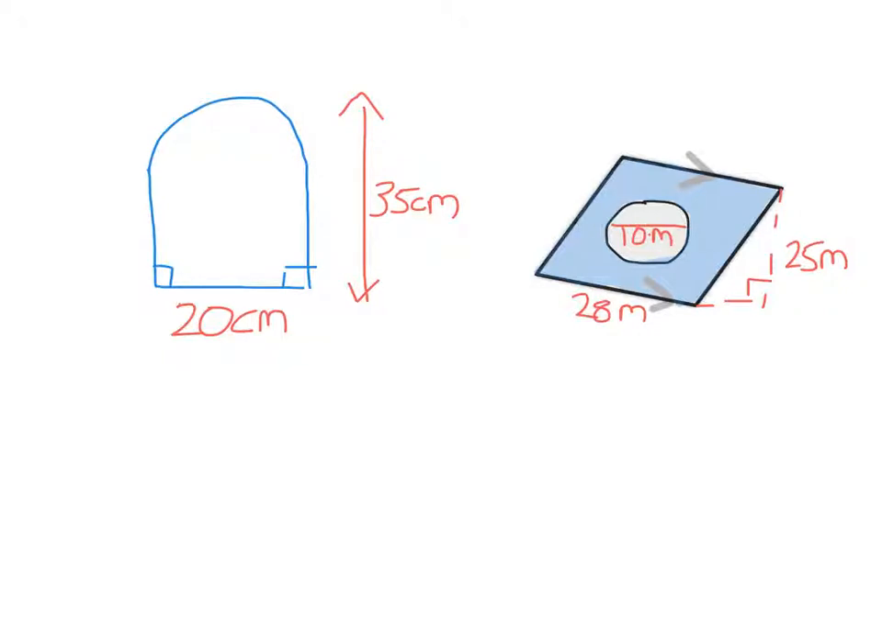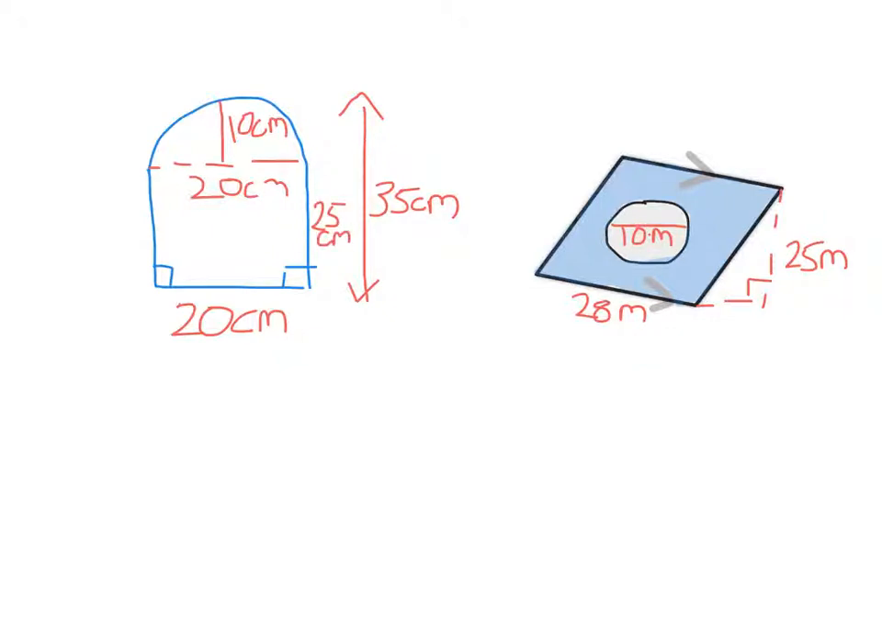So what we have is a semicircle plus a rectangle. To find the area, we just find the area of the rectangle, the area of the semicircle, and add them together. Of course, this semicircle has a diameter of 20 centimeters, so that means its radius, half of that, will be 10 centimeters. The rectangle is 20 by 25 centimeters.